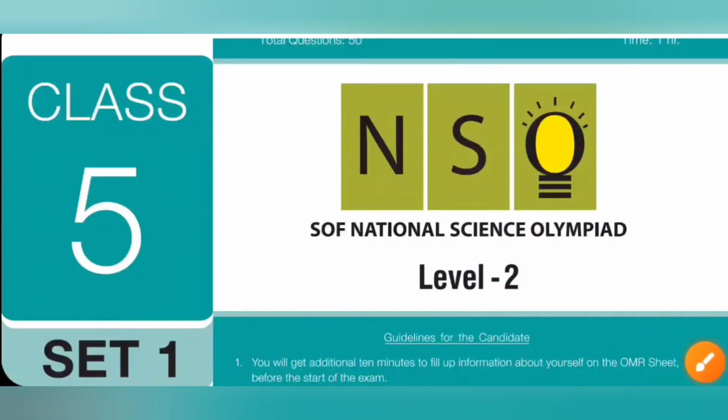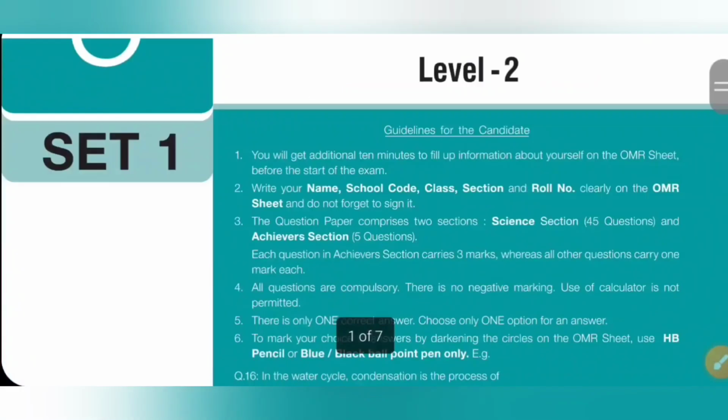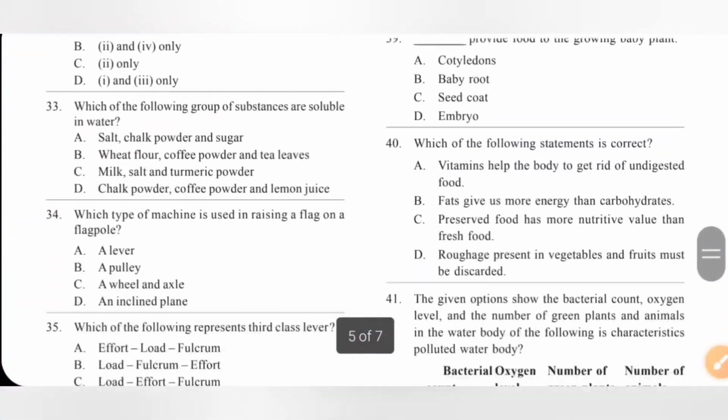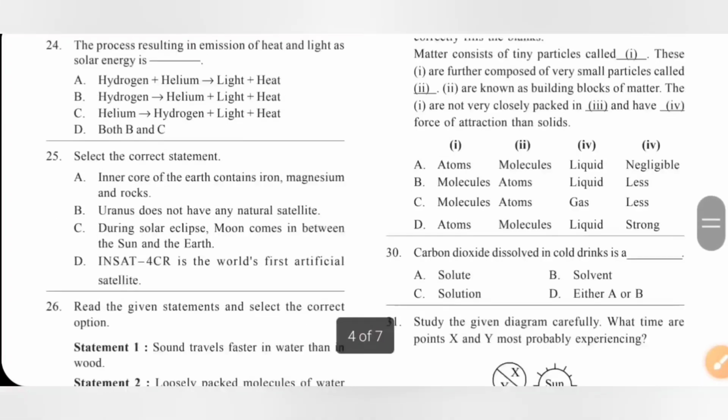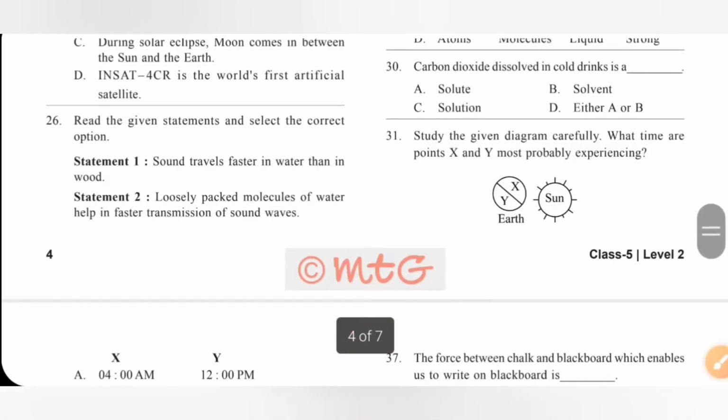Hi my dear kids, in this part 2 video we are going to see the remaining questions from set 1 of class 5 level 2 NSO. So 26th, read the given statement and select the correct option.